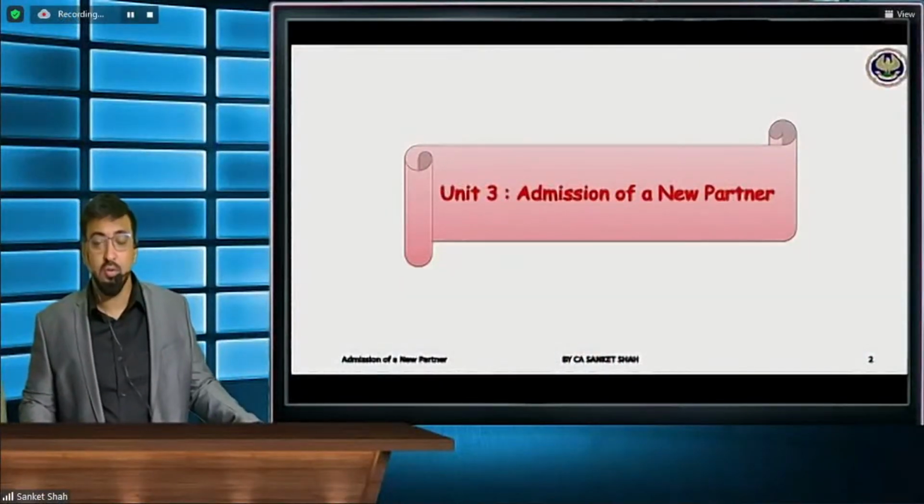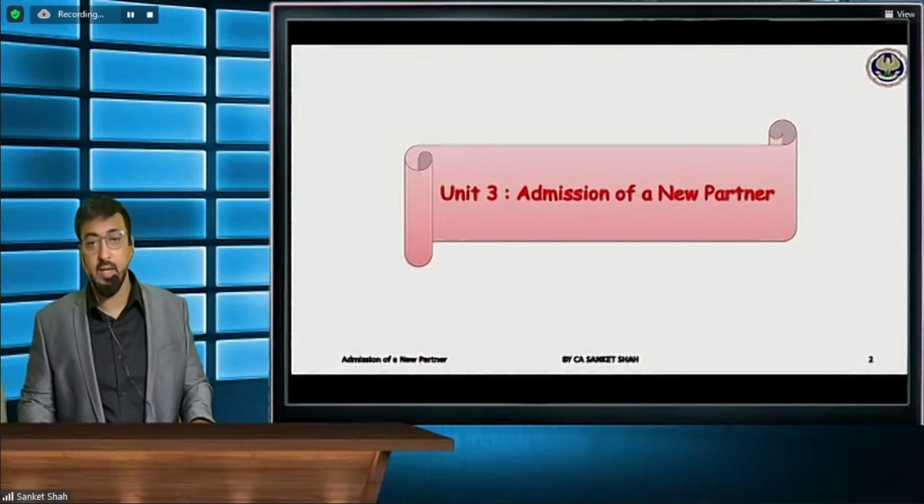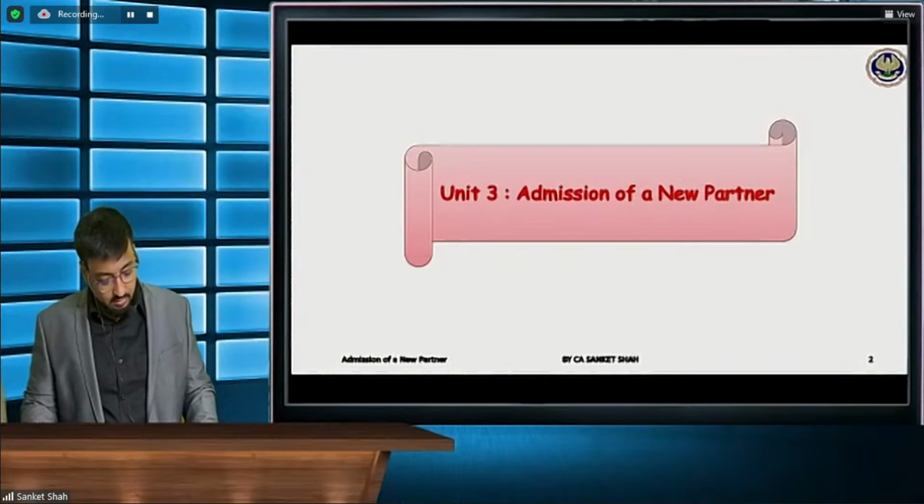Students, write down Unit 3, admission of new partner. 100 pages notebook only. You can continue in the 100 pages notebook.